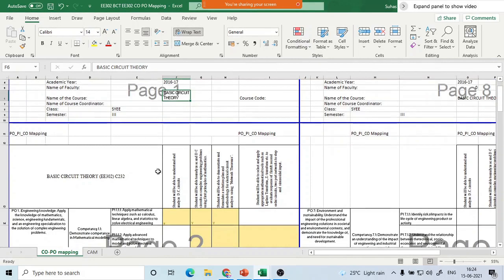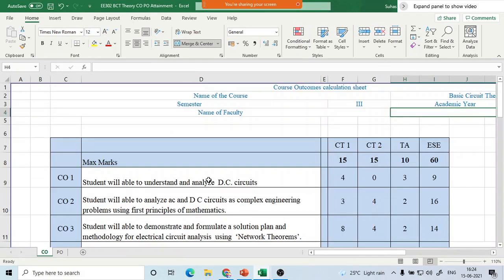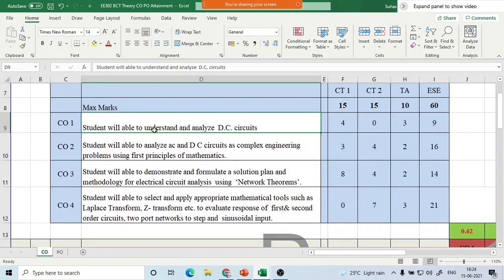We have defined certain COs. What kind of COs have we defined? Just look at these COs. We have defined 4 COs. Students should be able to analyze DC circuits. Students should be able to analyze AC and DC circuits and complex engineering problems, demonstrate or formulate the solution, and select and apply mathematical tools like Laplace transform and Z transform, or evaluate first and second order circuits. These are my objectives, and based on these objectives I will define the entire syllabus, and then I will teach this syllabus in the class.